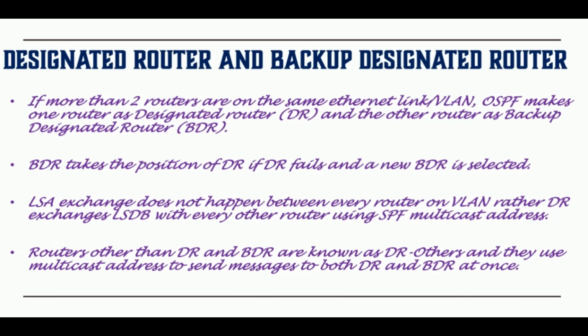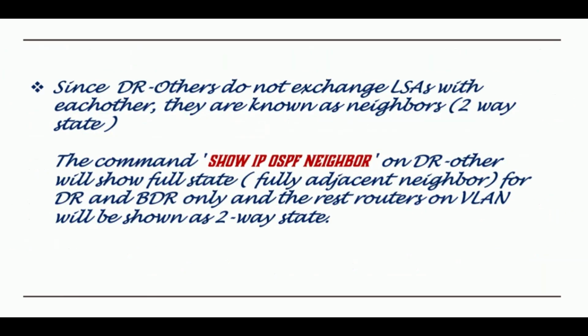LSA exchange does not happen between every router on the VLAN, rather DR exchanges LSDB with every other router using the SPF multicast address. Routers other than DR and BDR are known as DR others, and they use a multicast address to send messages to both DR and BDR at once. Since DR others do not exchange LSAs with each other, they are known as neighbors, two-way state. The command show IP OSPF neighbor on a DR other will show full state, fully adjacent neighbor, for DR and BDR only. The rest of the routers on the VLAN will be shown as two-way state.